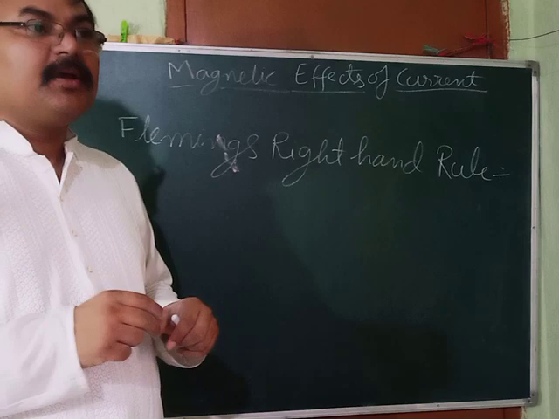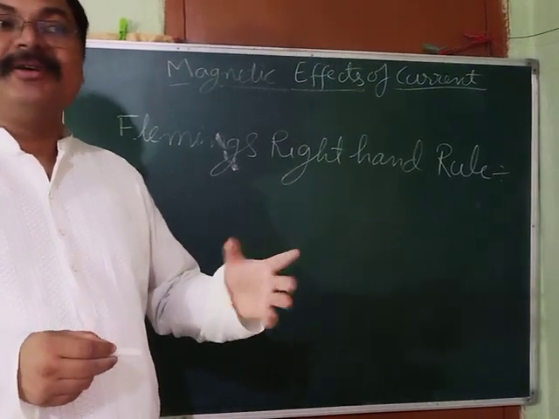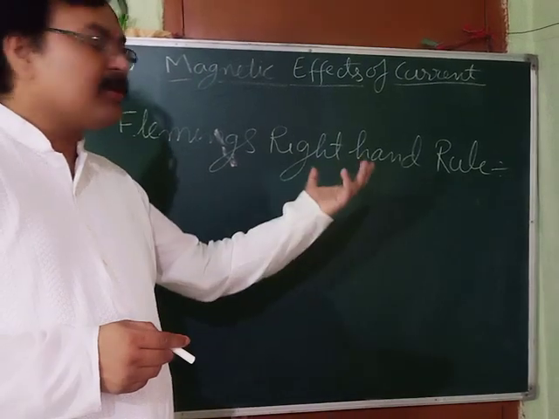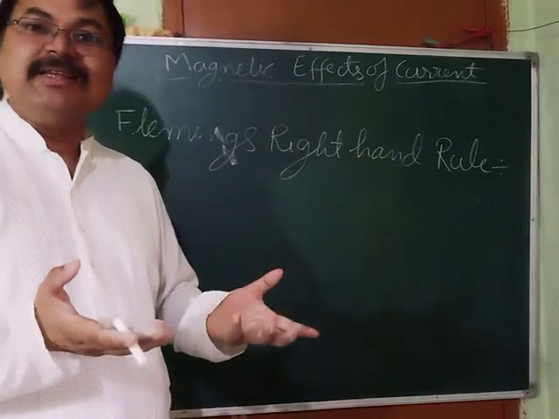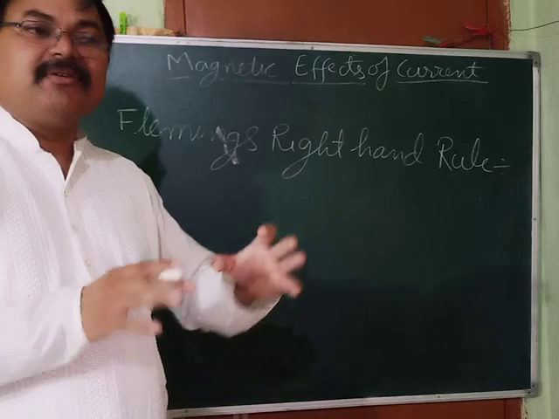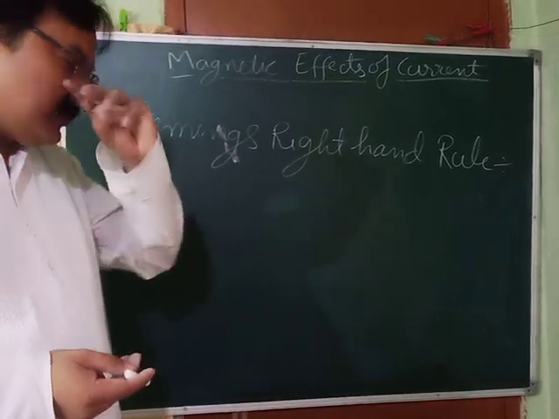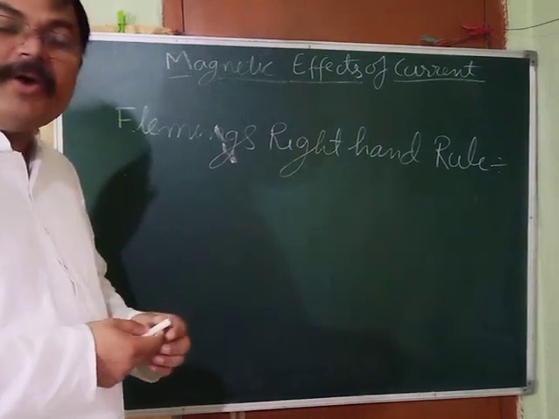Clear? You might be thinking why the conductor is moving. I have told you in the last video that you may move the magnet, you may move the coil. Obviously the coil is made out of conductor. You cannot have a wooden coil because in a wooden coil no current will flow. So I will give you an example of how to find it. Just see.